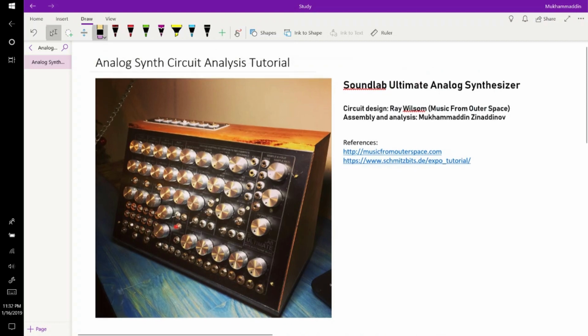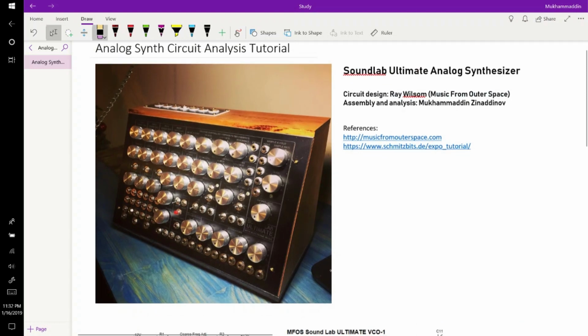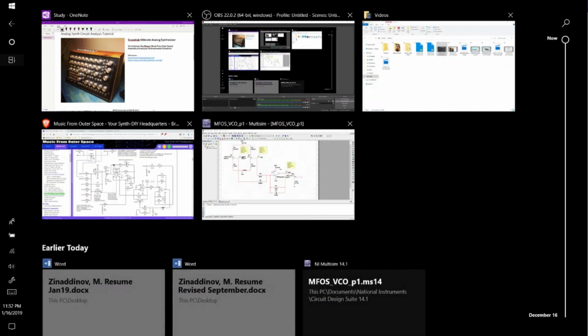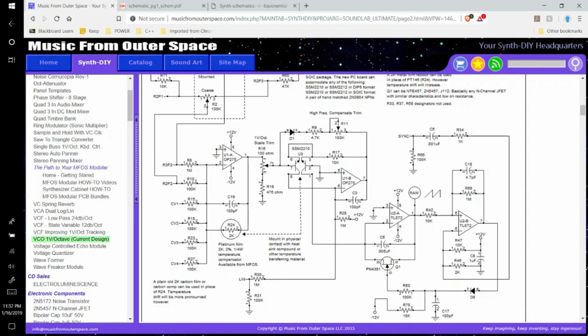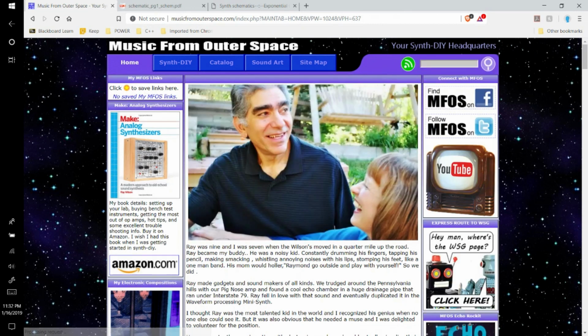Now, this on the picture here is actually the synthesizer that I myself have assembled based on this open source design that you can find at musicfromouterspace.com, and we can actually go to that website right now, and I'll show you what it is.